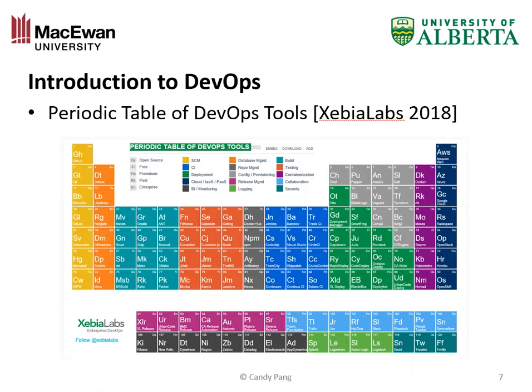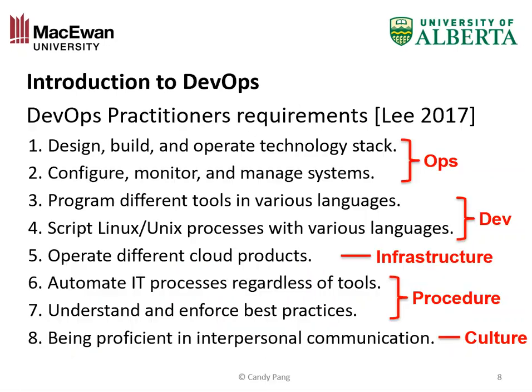Xebia Labs tried to identify all DevOps-related tools and organize them into this periodic table. The tools are categorized into 50 categories according to their functionality. There's no single tool that can be called a DevOps tool. When DevOps is so complicated, what are the requirements for DevOps practitioners?